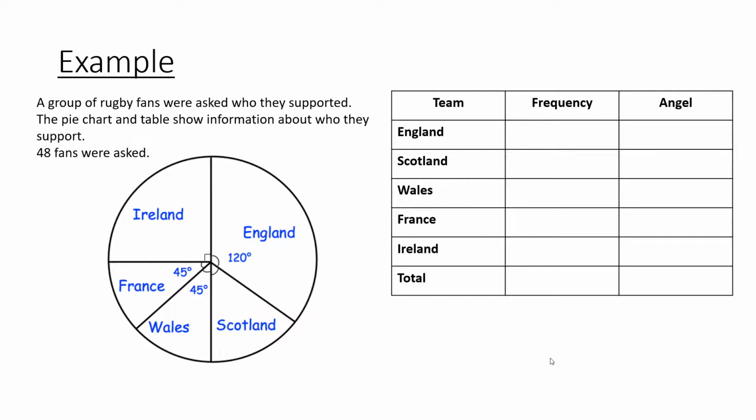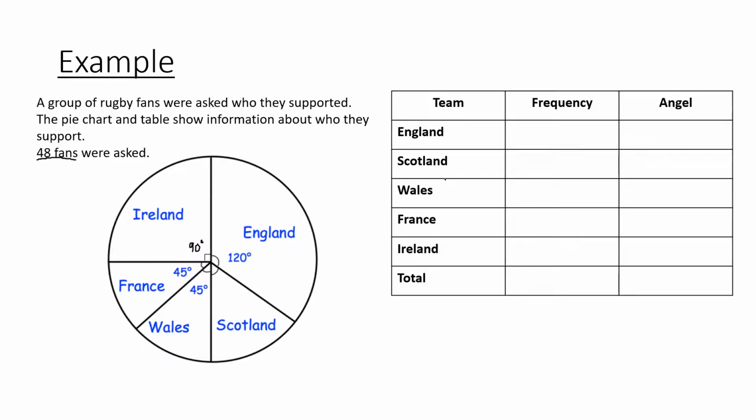The pie chart and table show information about who they support. 48 fans were asked. So key information in that sentence is that there is a total of 48 fans that were asked. Okay, and we're shown here our pie chart with our angles. Now, Ireland, remember that little square in that corner means that this is 90 degrees. Okay, and we'll see that there is some missing information.